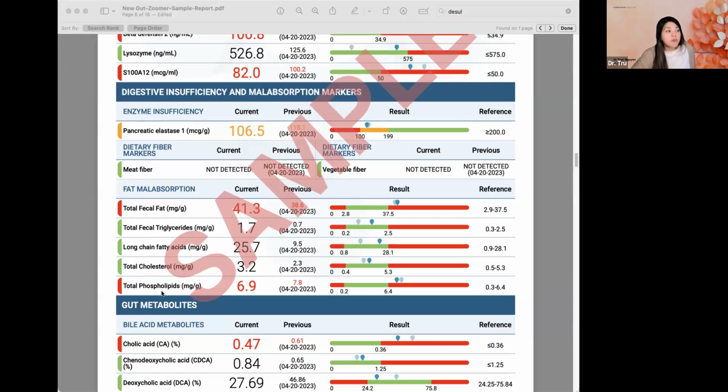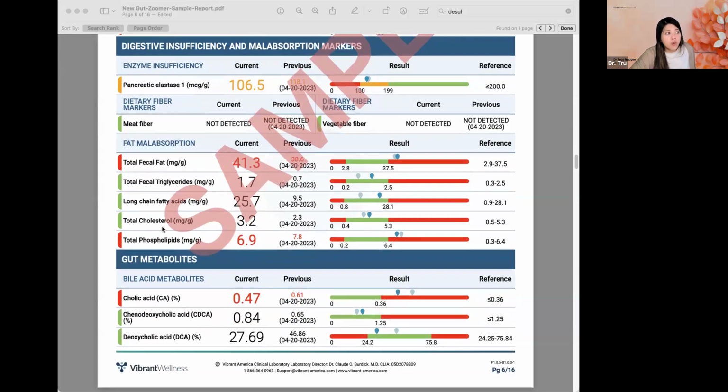And then phospholipids, for instance, are one of the fats that you really want a lot of, because we use phospholipids to make our cell membranes. And when you can't absorb phospholipids, your cell membranes are pretty weak. They break easily, they're damaged easily. So that's why fat absorption is so important.